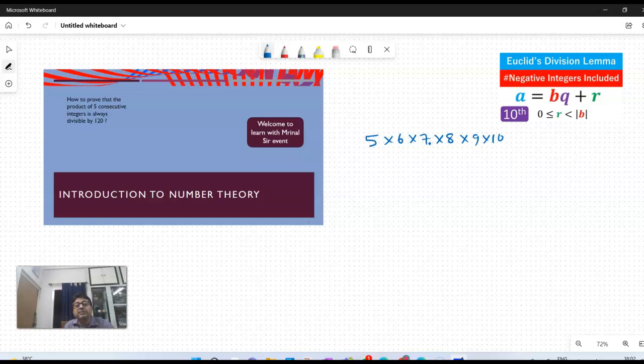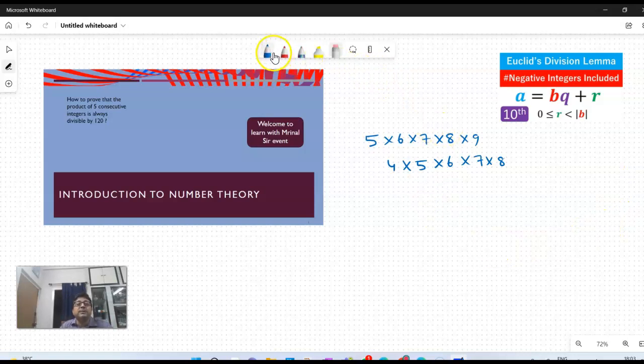But if we had started with 4, then 4, 5, 6, 7, 8, 9. Now I have taken 6. We must not take 6, we will take 5 only. So one of these 5 numbers is always divisible by 5. If you take from 5 to 9, there also one of them is always a multiple of 5.